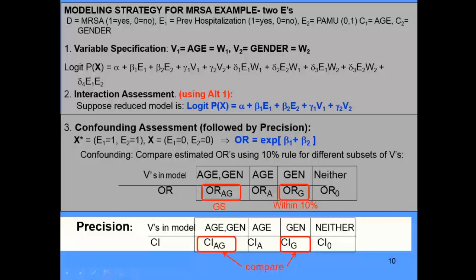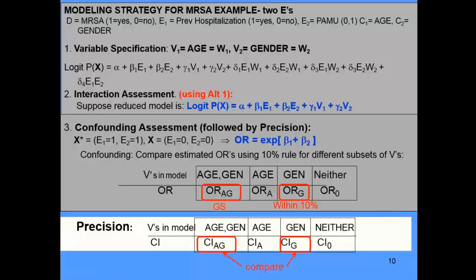Okay, then suppose that's what happened. Well, that means I've now narrowed the problem down. I've controlled for confounding. I've decided the two models after I control for confounding. And now I'm going to try to decide between a model that has age and gender in there as the two V's, or just gender in there, and I'm going to decide based on precision.